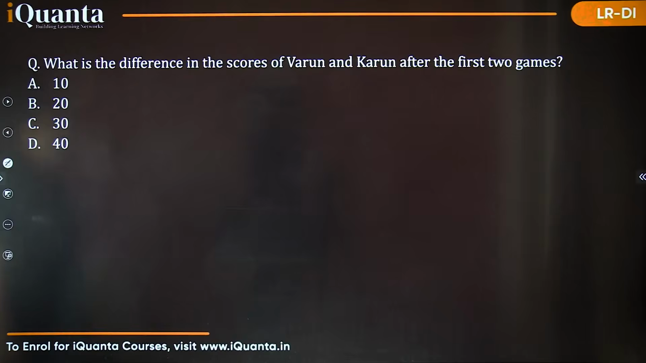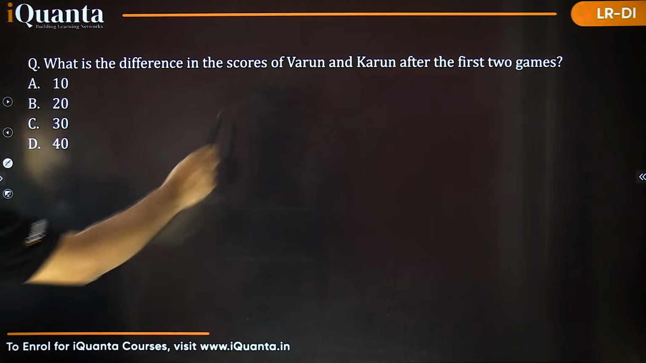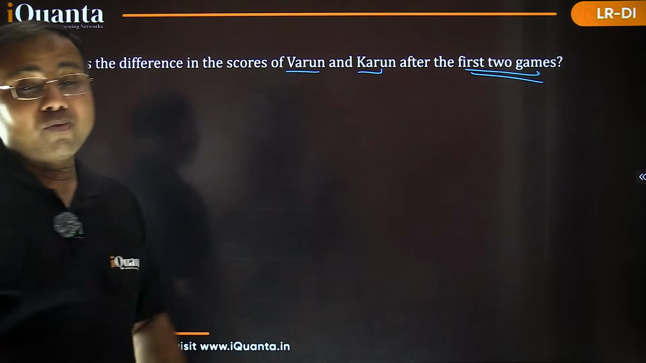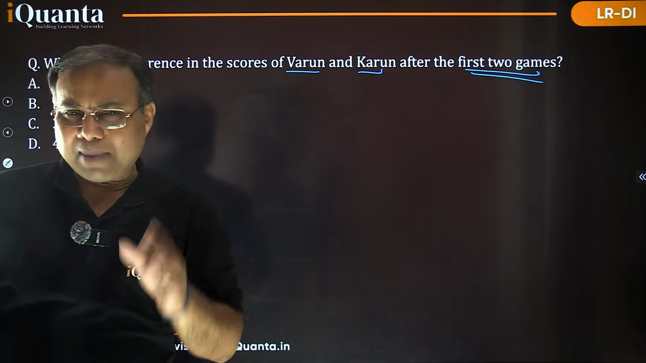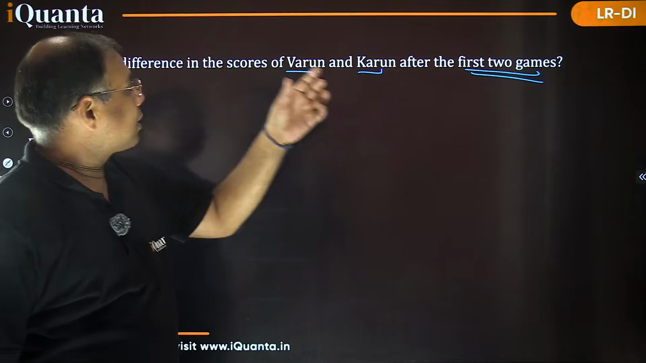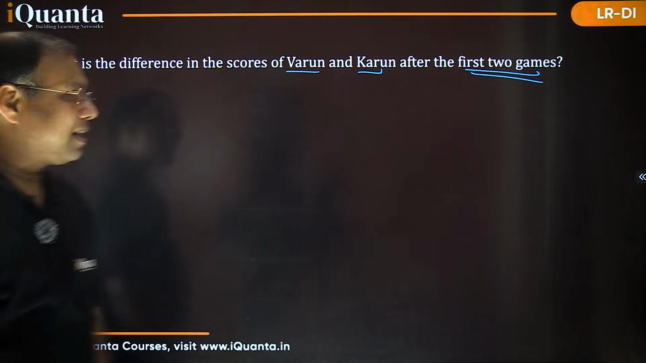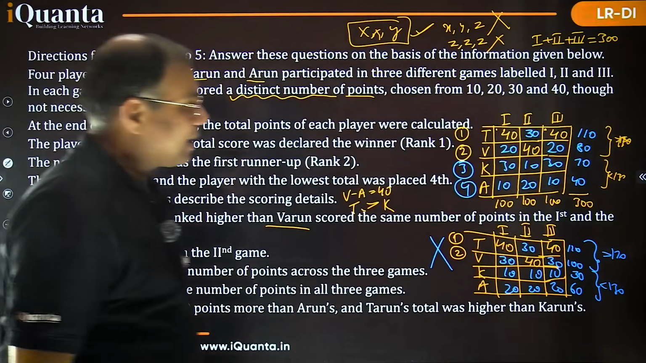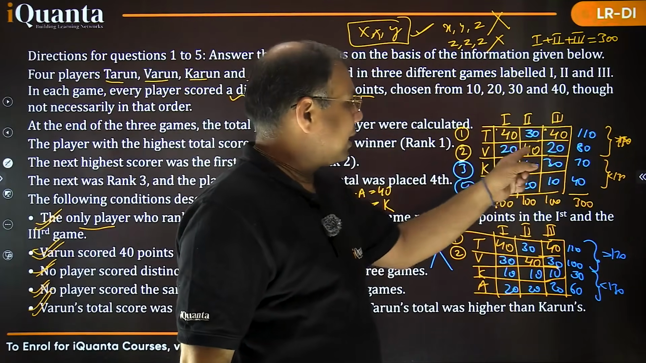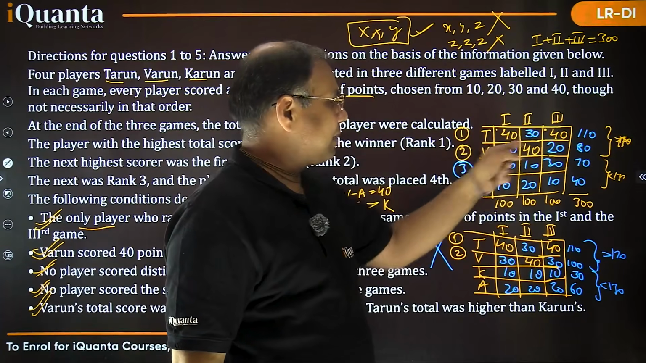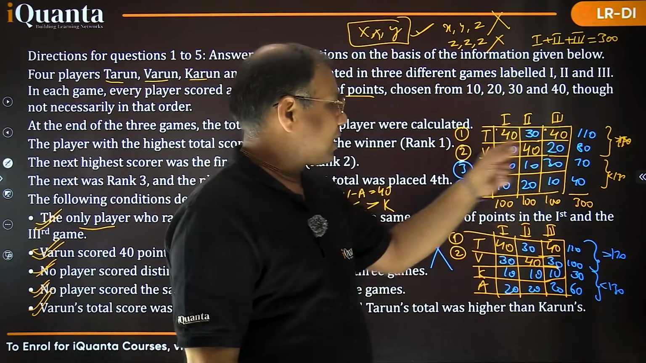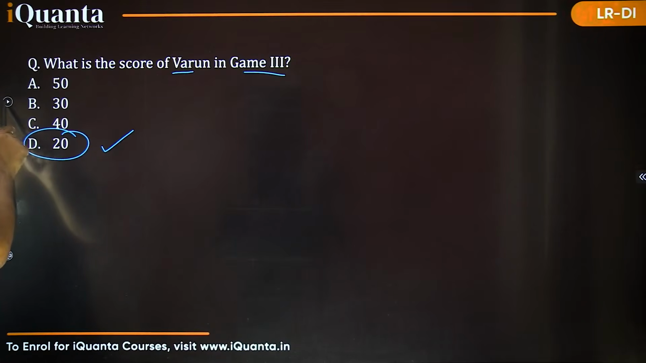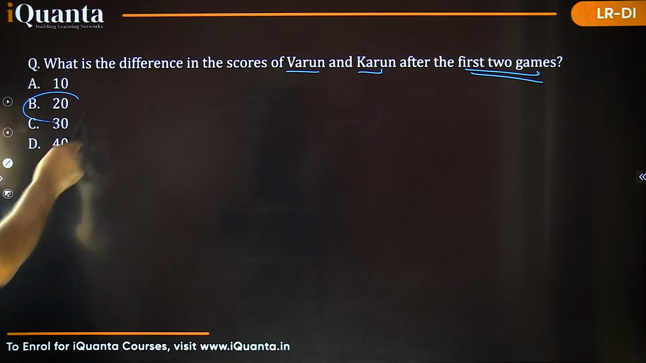Moving to the third one. What is the difference in scores of Varun and Karun after the first two games? Okay, it's talking only about the first two games, right? So only when the first and second games have been played, what would be the difference in the scores of V and K? Let's check out V and K. V's total is 60. For K, the total is 40, and 60 minus 40 would be how much? It is 20. So the answer to this third question is 20. And here it is, yes, option B, that is 20.